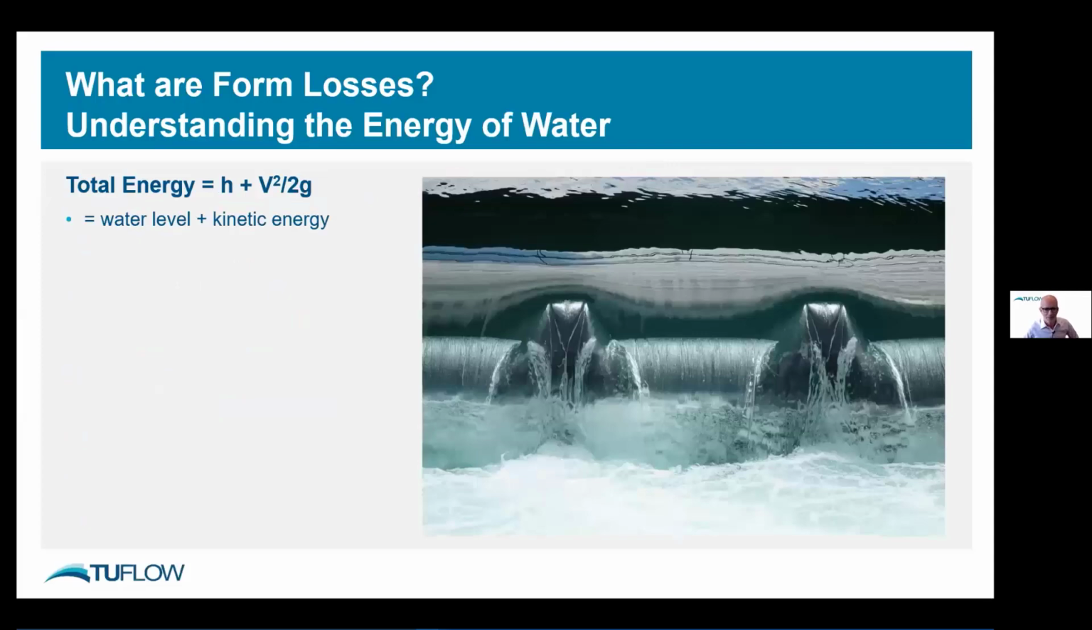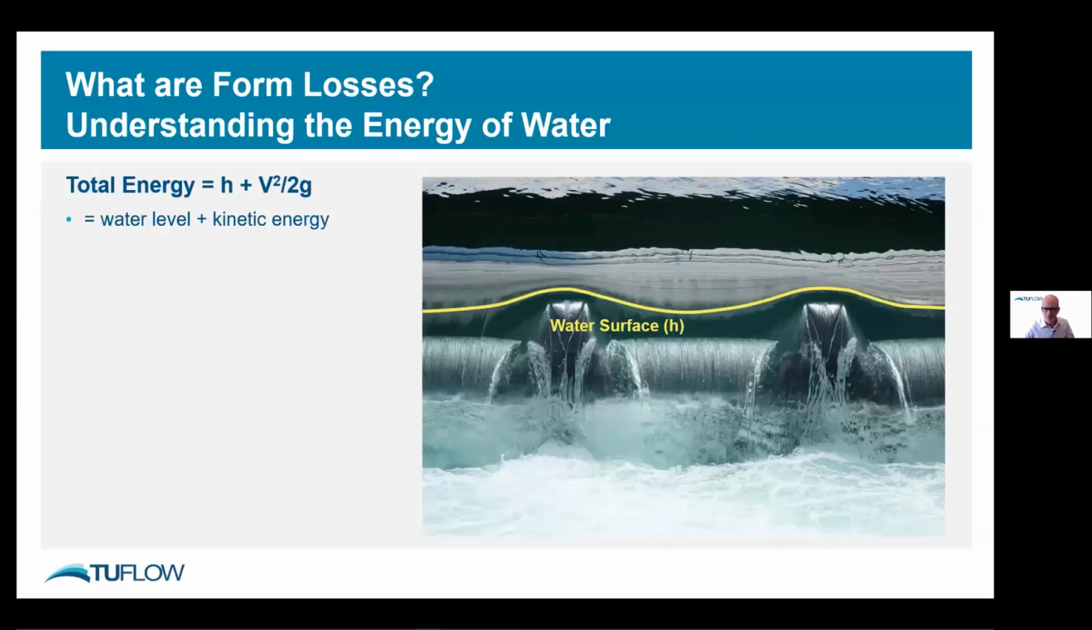So to understand form losses, you have to dive into your textbooks and think about what the energy of water is made up of. In its simplest form, it's basically your water surface plus your V squared on 2g is your total energy. So in a lake where the water is not moving, your total energy is the same as your water surface because your velocity is 0. But as water speeds up, you start to see a dip or a drawdown.